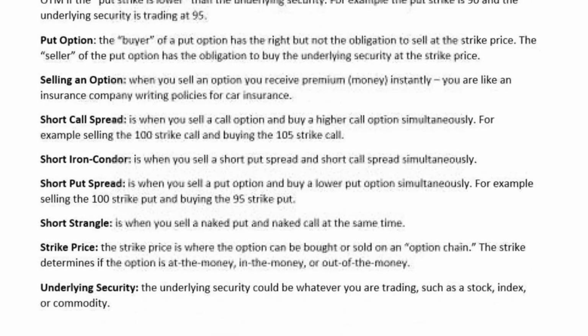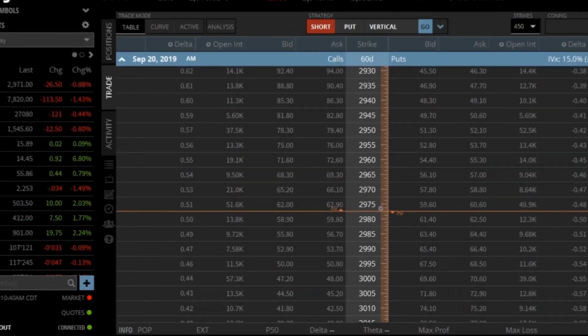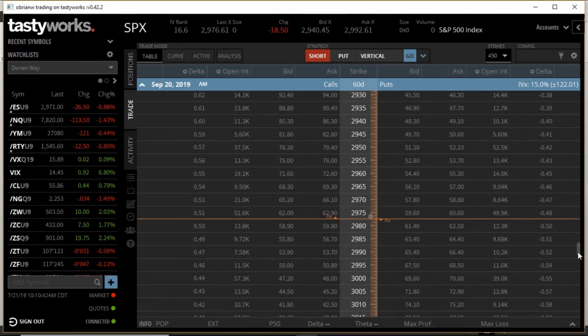The short iron condor, we discussed that as well. It's when you sell a short put spread and a short call spread simultaneously. The short put spread is when you sell a put option and buy a lower put option simultaneously. For example, you're selling the 100 strike put and buying the 95 strike put. Okay, we didn't talk about this, but a short strangle is when you sell a naked put and a naked call at the same time. I believe I showed that a little bit earlier, but didn't mention that it was a strangle.